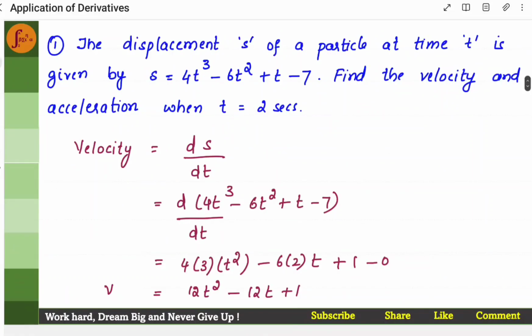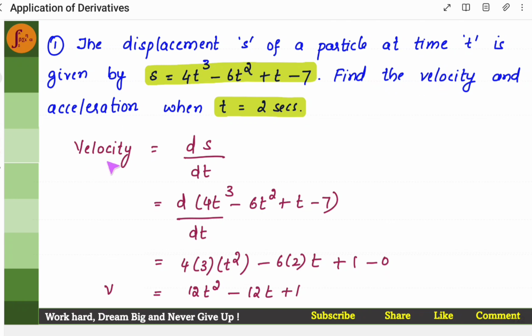Now let's take one simple example. The displacement s of a particle at a time t is given by this particular equation. This equation is for displacement. S is nothing but displacement. Find the velocity and acceleration when t is equal to 2 seconds. That is, when time is equal to 2 seconds, we need to find out the velocity and acceleration.